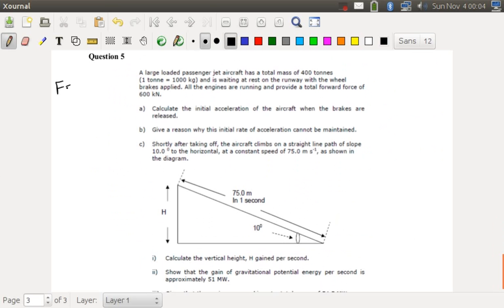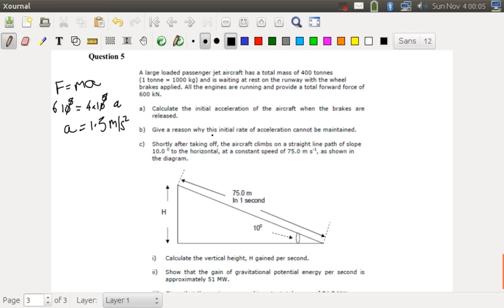So you have F equals ma. Well, let's use our notation properly. F equals ma, so F is 6 times 10 to the 5, that equals m, which is 4 times 10 to the 5 also, times a. They cancel. So 6 over 4, 3 over 2. So a is 1.5 meters per second squared.